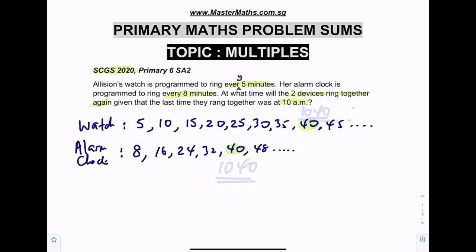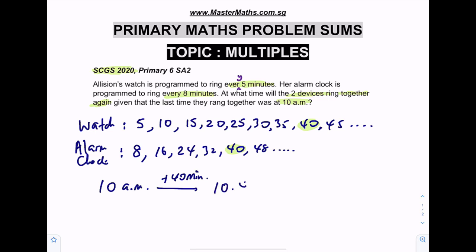So what we need to do is find the lowest common multiple between 5 and 8. And that happens to be 40 minutes. So 10 a.m. plus 40 minutes. At what time will they ring together again? The answer will be 10:40 a.m.